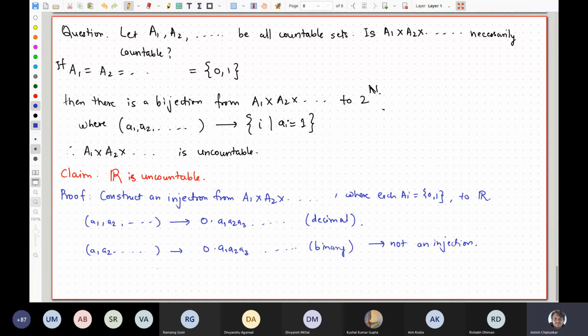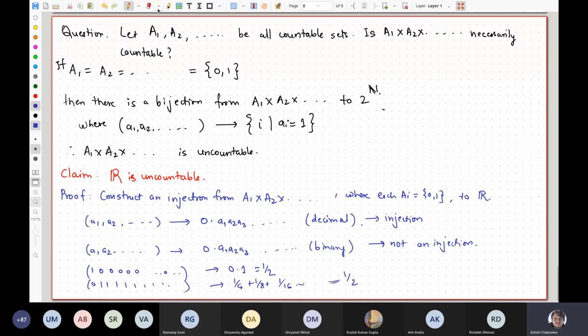So the question is, what will the sequence 1 0 0 0 0 0, all zeros, go to? It will go to the binary number 0.1, which is equal to half. And what will 0 1 1 1 1 1 1 1 1 go to? This will go to something like 1 by 4 plus 1 by 8 plus 1 by 16 plus blah blah blah, which is equal to half. So this is not an injection. Anyway, this implies that R is uncountable in any case.